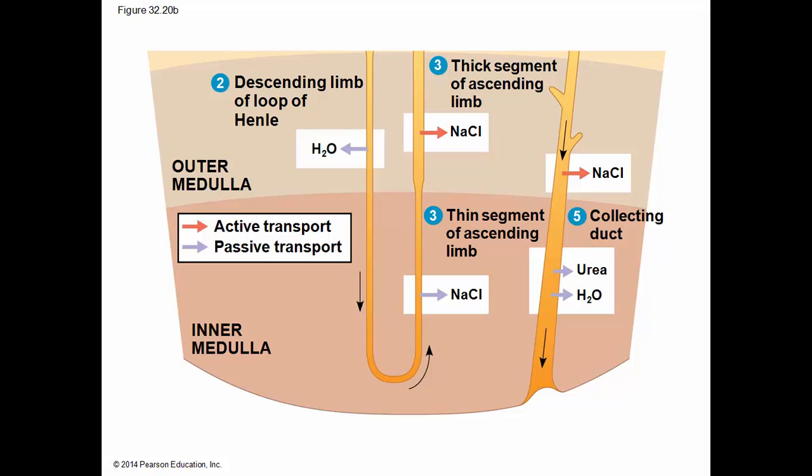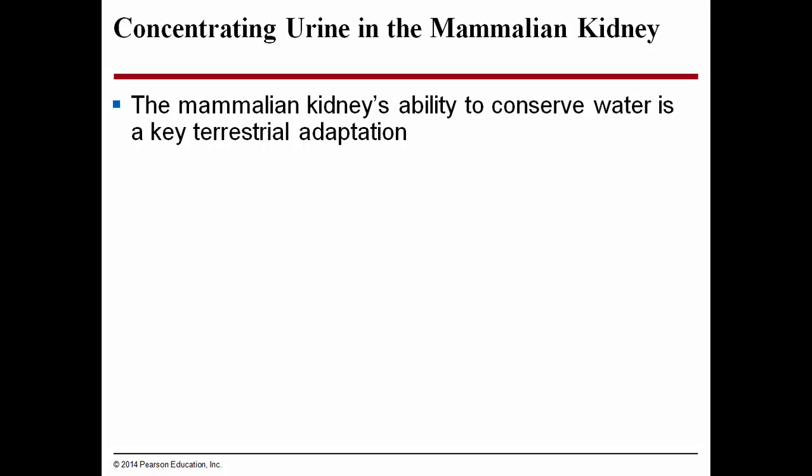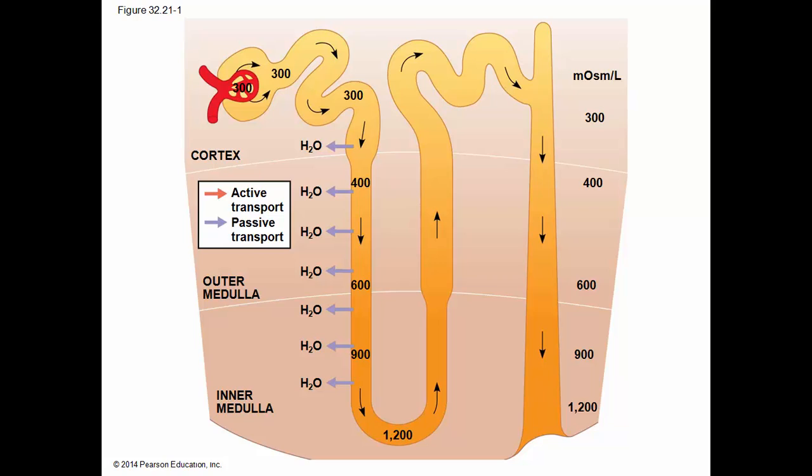All of this is on pages 658 and 659 in your textbook. The mammalian kidney's ability to conserve water is a key terrestrial adaptation.